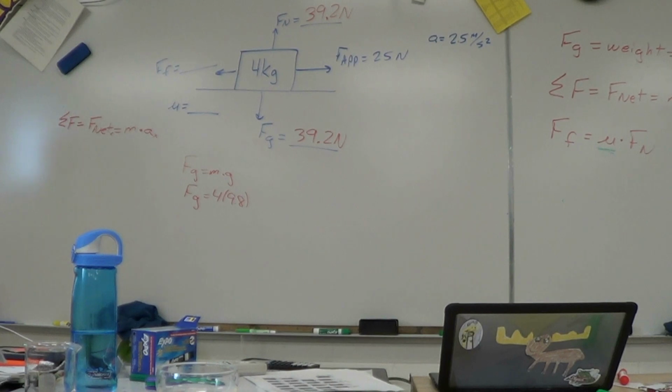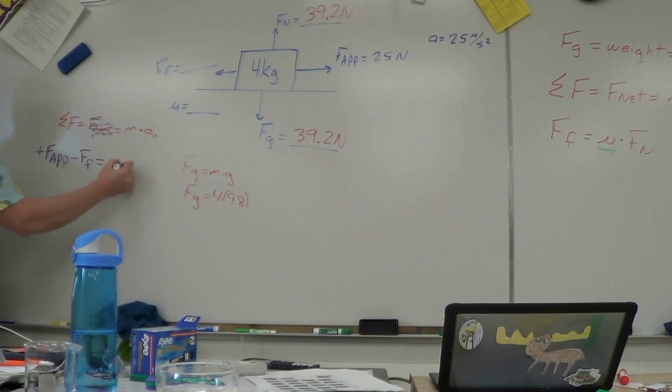Good. For my picture, what are my rights? Which ones am I adding? Your applied force. Any others? No. And I subtract my lefts. Which ones are my lefts? Friction. Any others? No. That's it then. And I don't really care about my net force, but I can set that equal to mass times acceleration in the x direction.